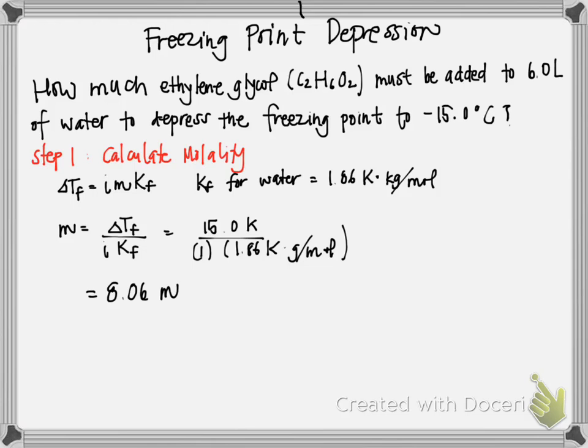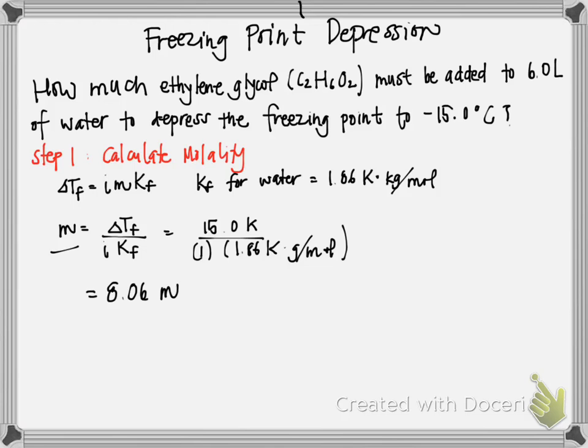In order to calculate molality, I use the freezing point depression formula, and I just rearranged it to solve for molality, which is right here. So the molality equals the change in temperature of the freezing point divided by i times the constant for water. And the constant for water is 1.86 Kelvin times kilograms per mole. So we're just going to plug in those numbers.